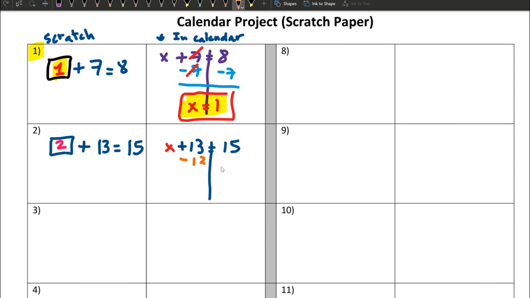Subtract 13 to both sides. X equal to 2. Right? 15 minus 13 is 2. And 13 and 13 cancel each other out. So we just have the answer is 2, matching with the date of the month. That's it. Okay.